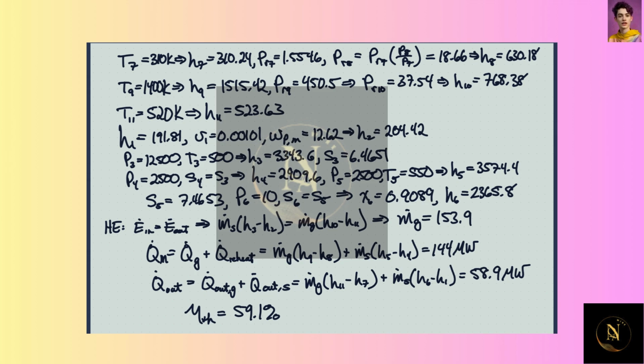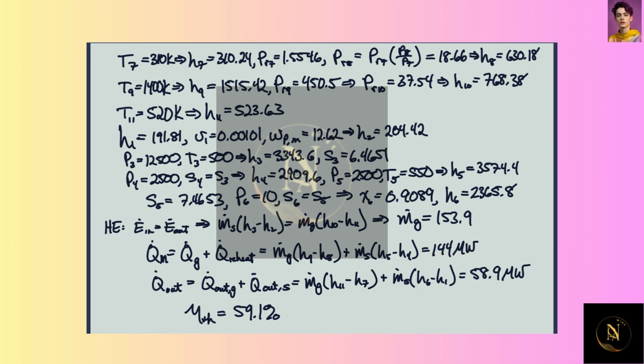Now, we can get the heat in, and that is the heat into the gas in the combustion chamber, and then the heat into the steam in the combustion chamber also. We have the mass flow of gas, and the mass flow of steam, and we know these two things. So we can figure out that the total heat into the combustion chamber, or basically the heat that we're getting out of the combustion process, is 144 megawatts.